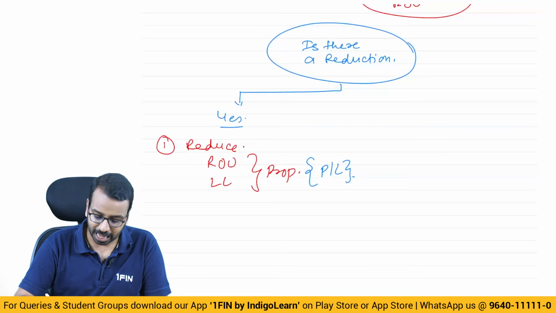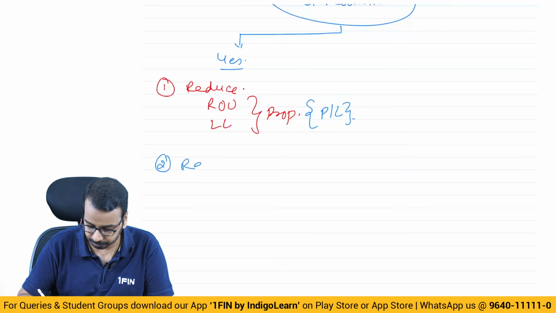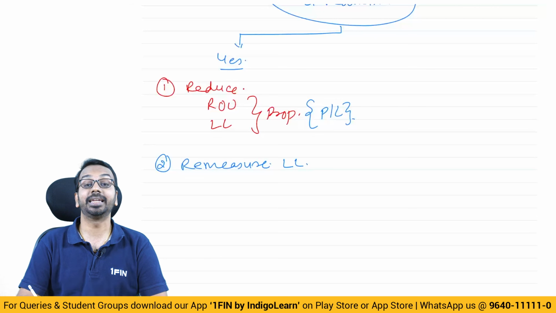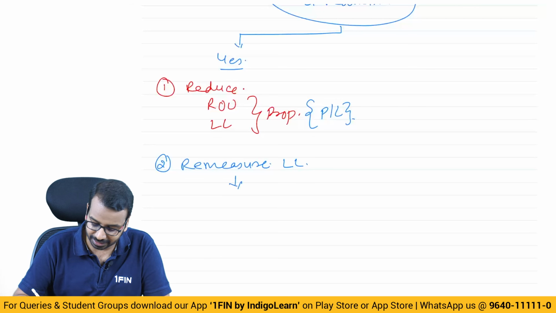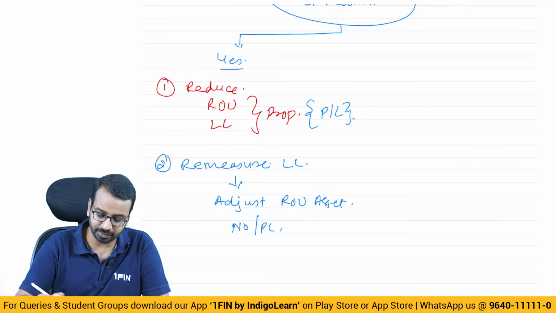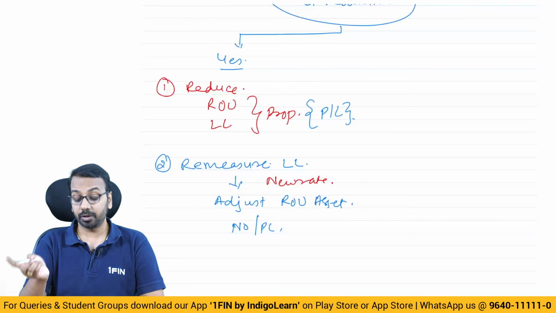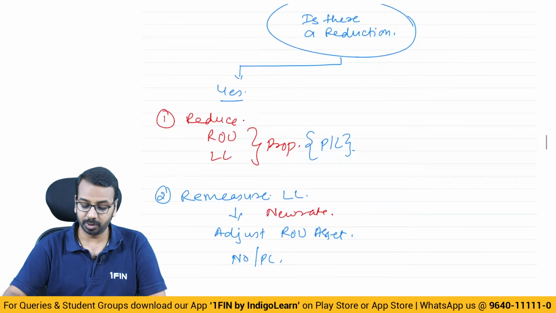Okay. After that, what you will do? You will recompute or remeasure the lease liability. You will remeasure the lease liability, and this you will adjust with right of use asset, no P&L impact. No P&L impact. Now when we say remeasurement here, you will take the new rate.